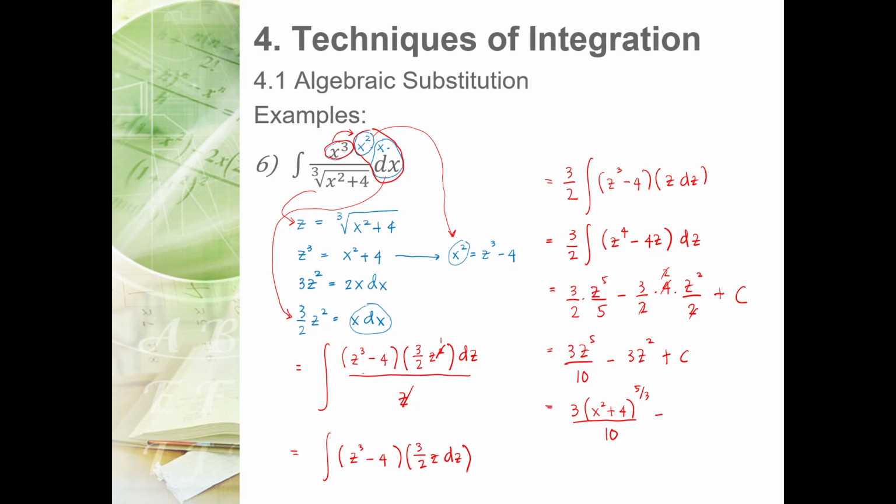And then minus 3. So this gives us (x squared plus 4) to the power of 2/3 plus c.